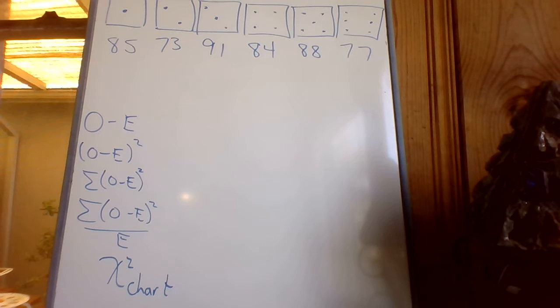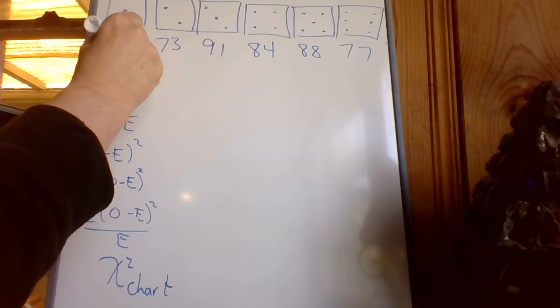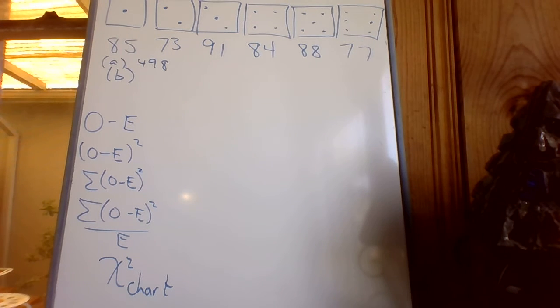Okay, so 85, 73, plus 91, plus 84, plus 88, plus 77. Okay, 498. So that would be the answer to question A, you're just supposed to add them all up. Question B is, well, what would you expect for each side then?